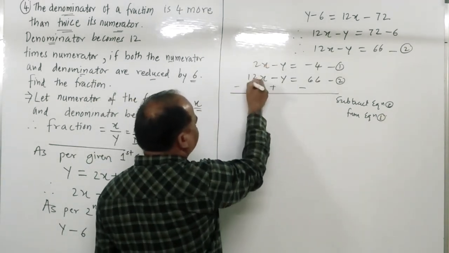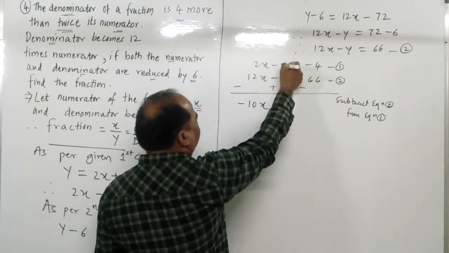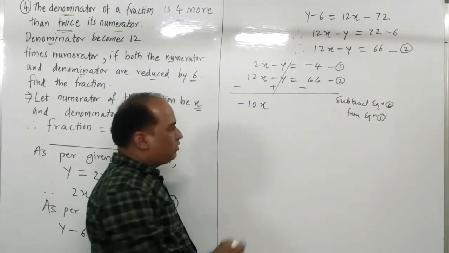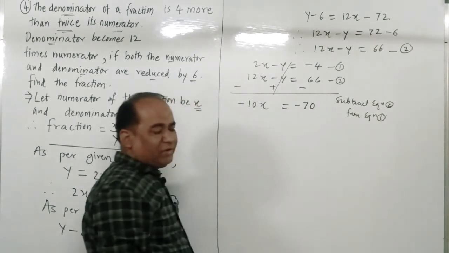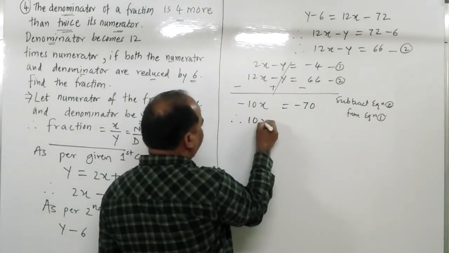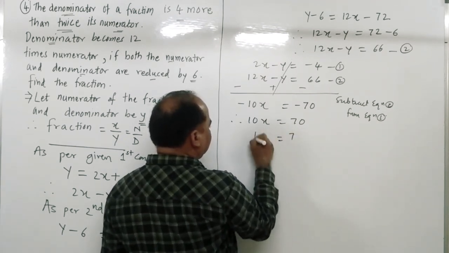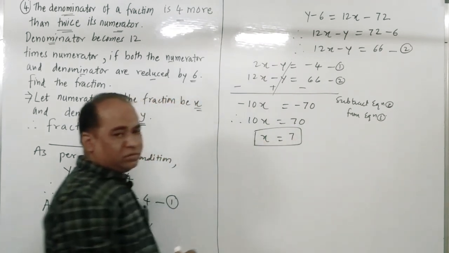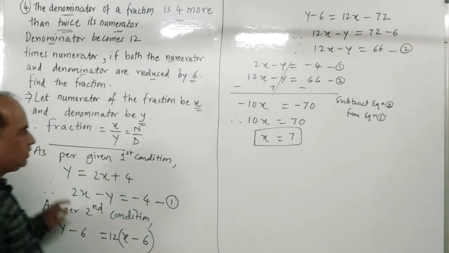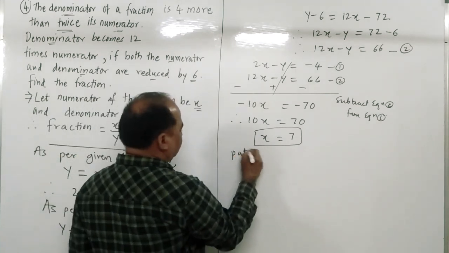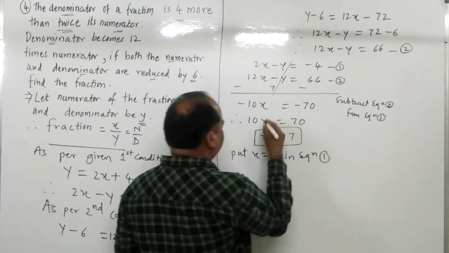So here 2x minus 12x, that is minus 10x, minus y plus y will get cancelled, 0, which is equal to minus 4 minus 66 is minus 70. Therefore, 10x is equal to 70 and x is equal to 70 upon 10 is equal to 7. x is equal to 7. Now put x is equal to 7 in equation number 1.